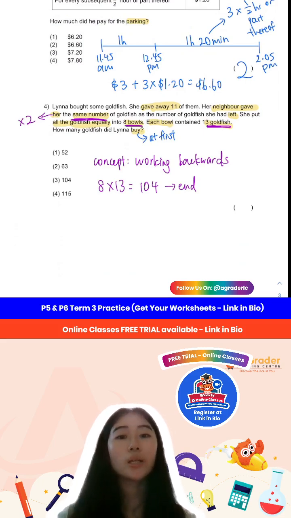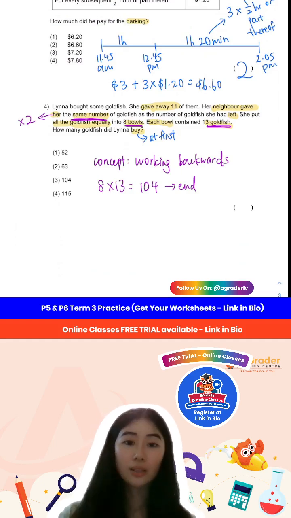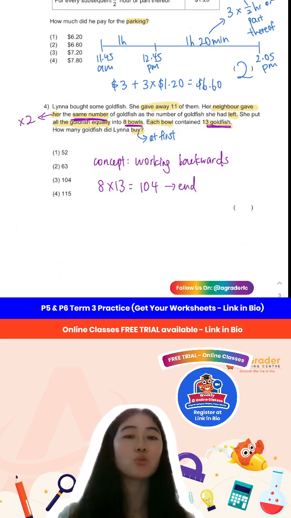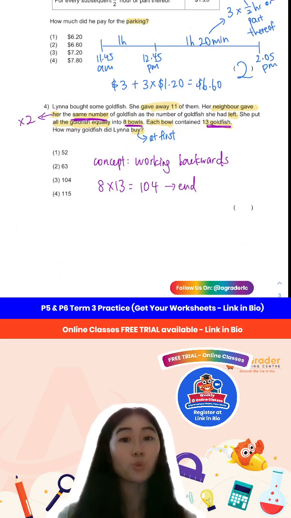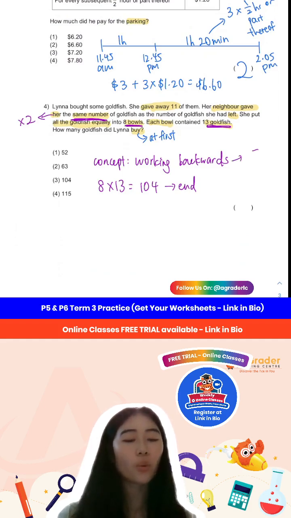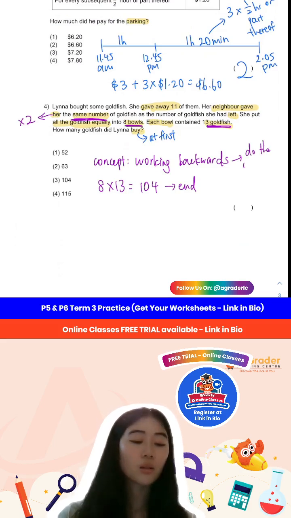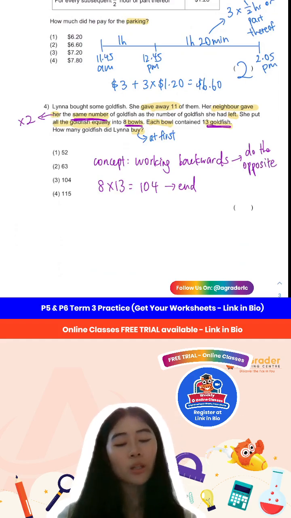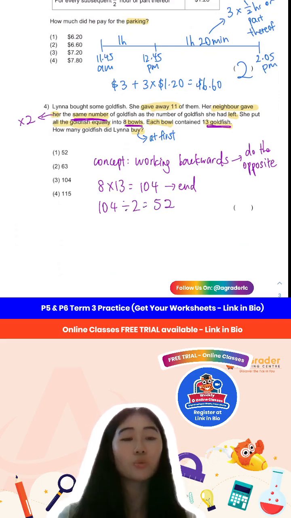However, when you are working backwards, the key is to do the opposite, which means that instead of times 2, you actually have to divide by 2. Please take note of that. For working backwards, you are supposed to do the opposite. So I'm going to use 104 divided by 2 instead to get 52.